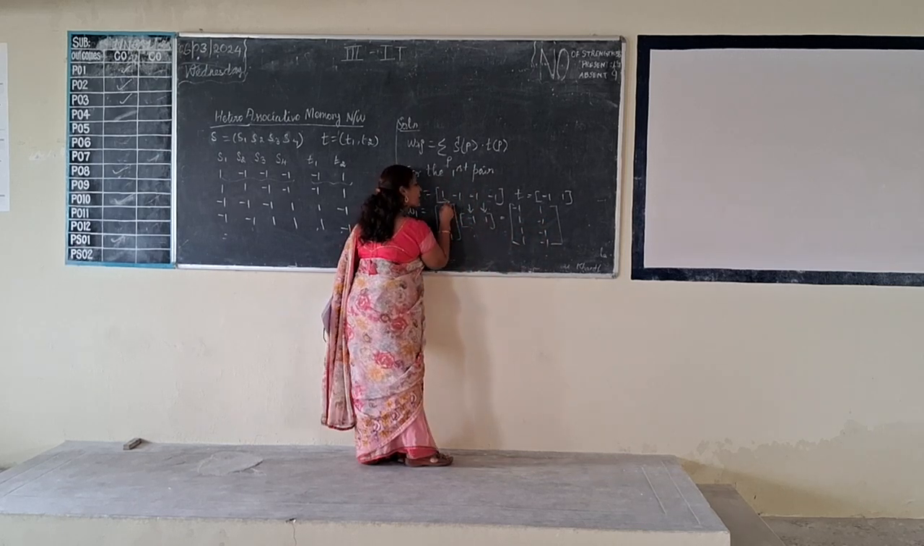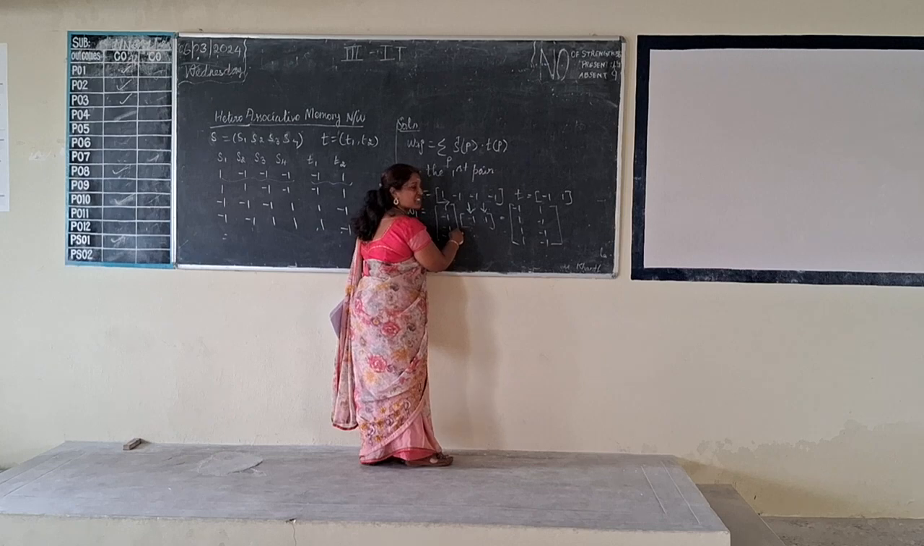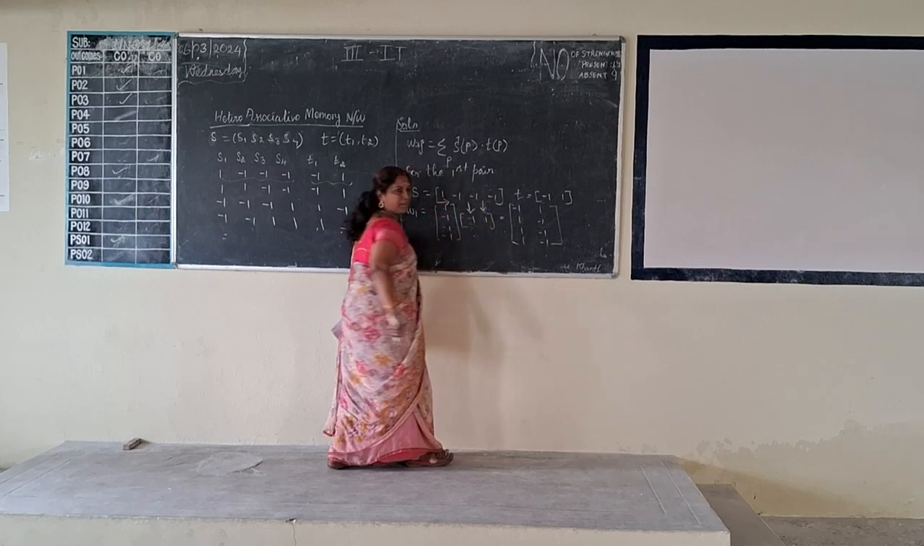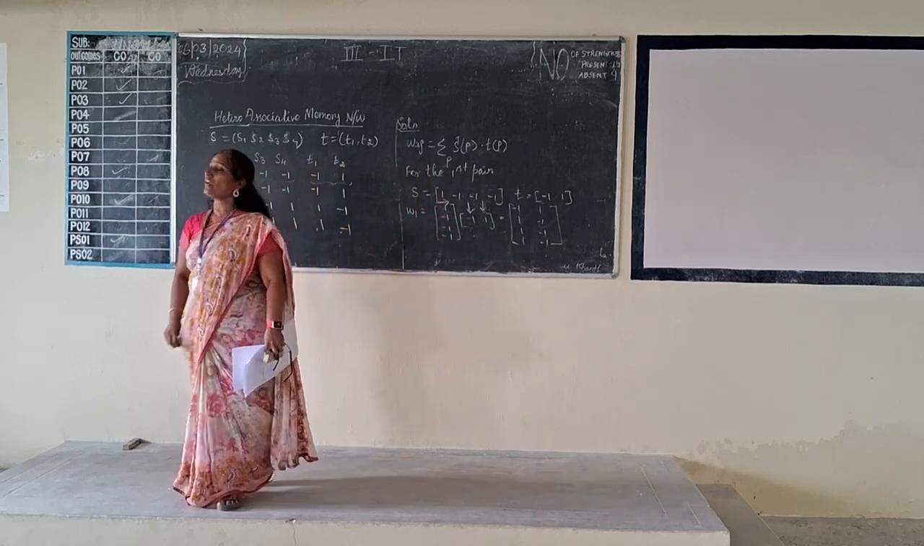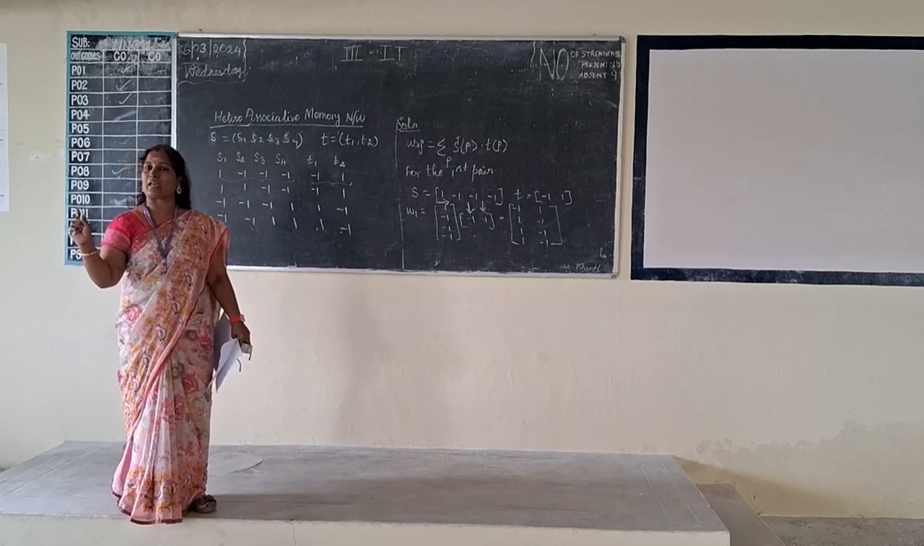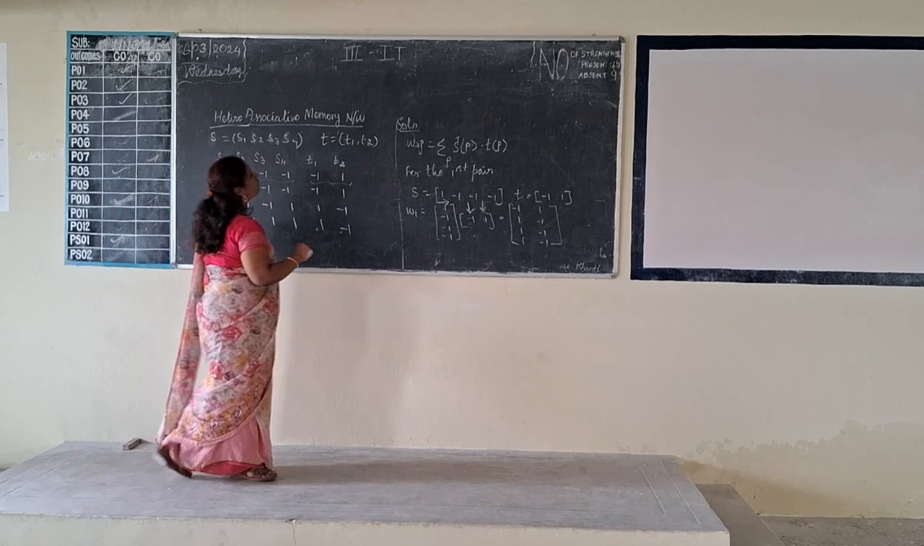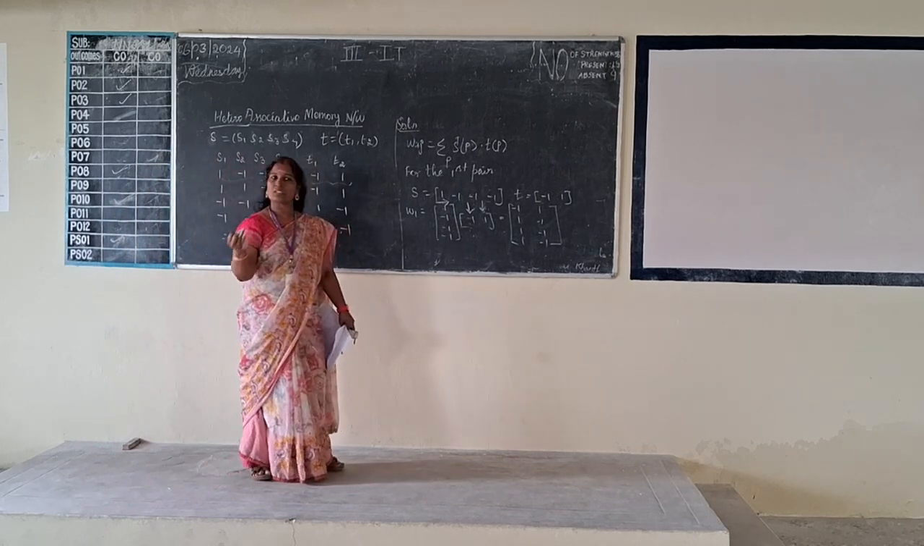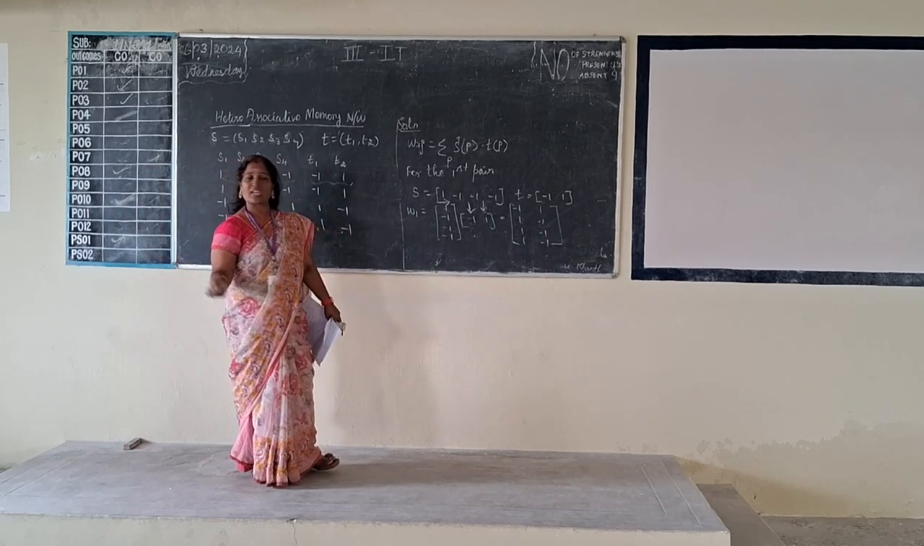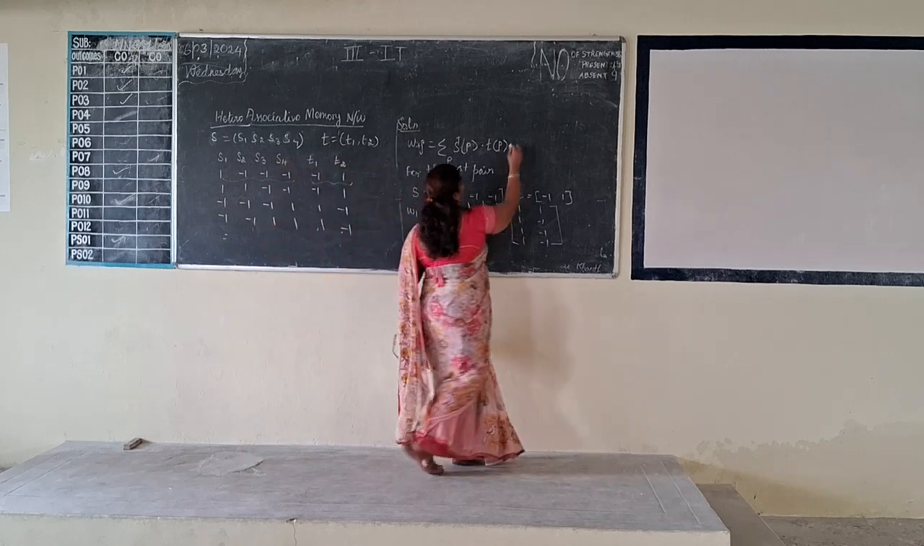See how I am multiplying? This is how first step and then second step. So now we have done for the first pair, first pair S and T. Similarly, we need to do for second pair, third pair, fourth pair. Okay. So take the second pair.